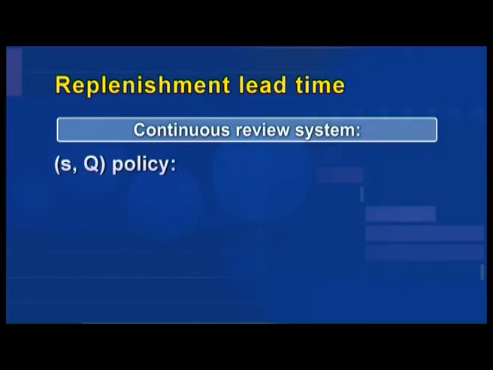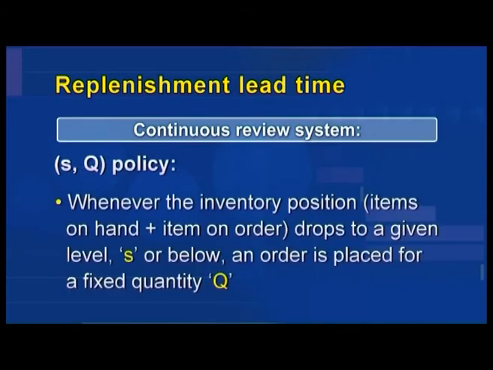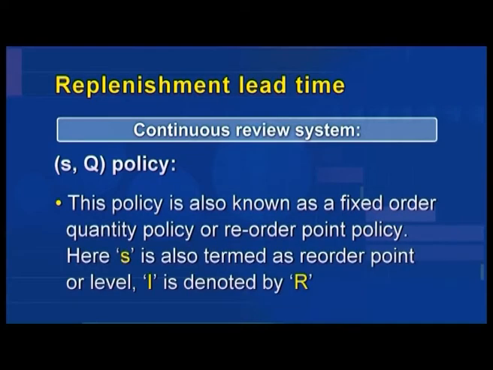Following are the policies under the continuous review system. sQ policy. Whenever the inventory position, items on hand plus items on order, drops to a given level, s, or below, an order is placed for a fixed quantity Q. This policy is also known as a fixed order quantity policy or reorder point policy. Here, s is also termed as reorder point or level, and is denoted by R.